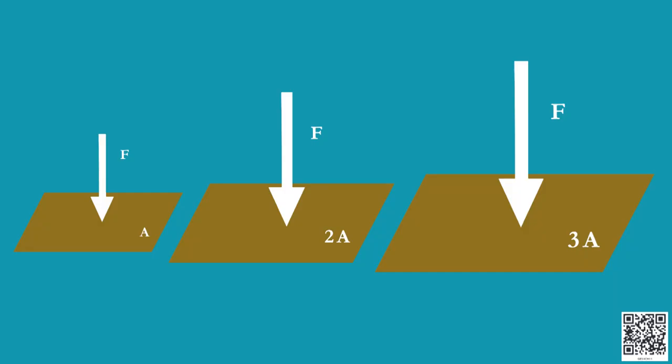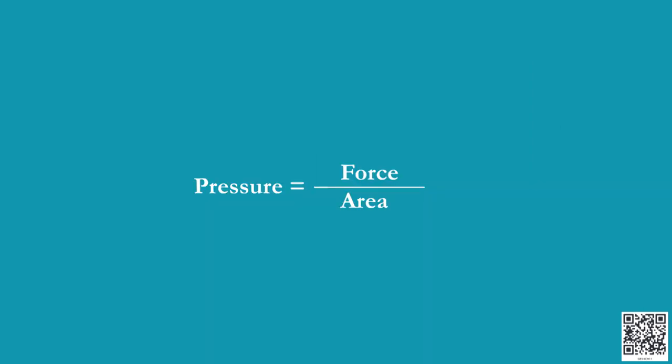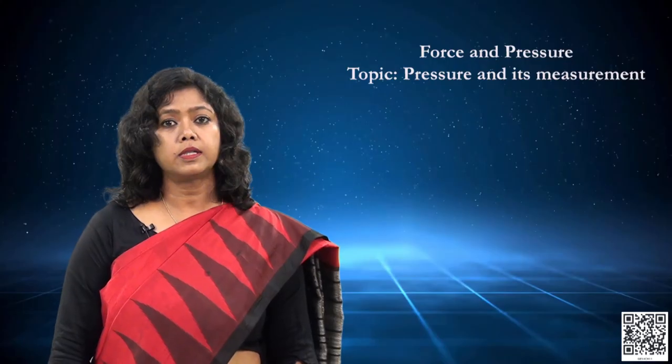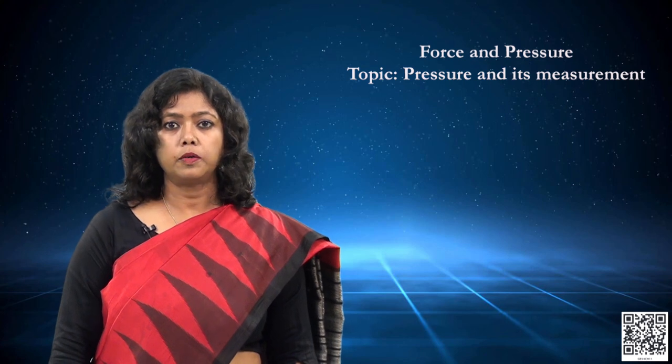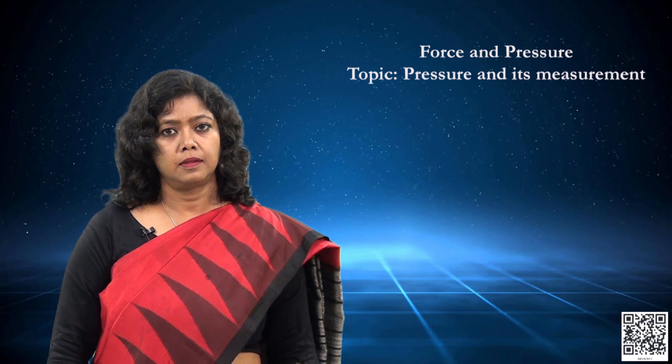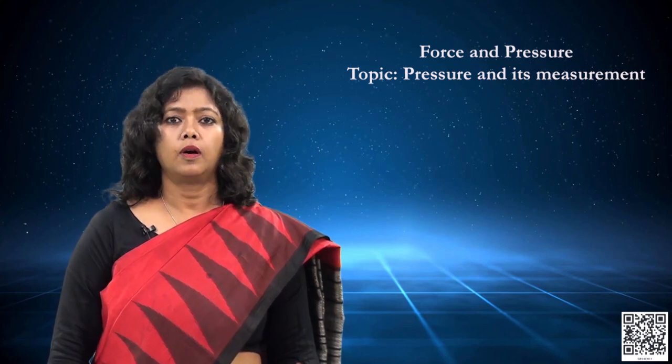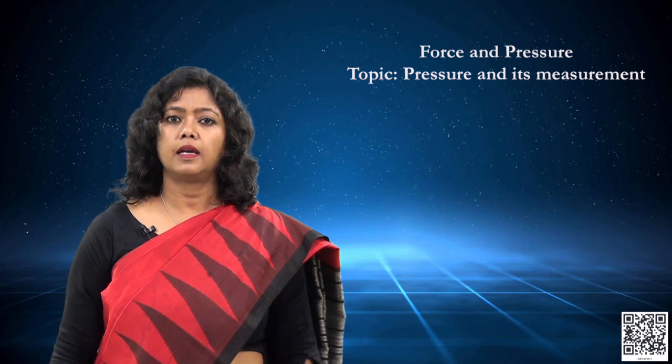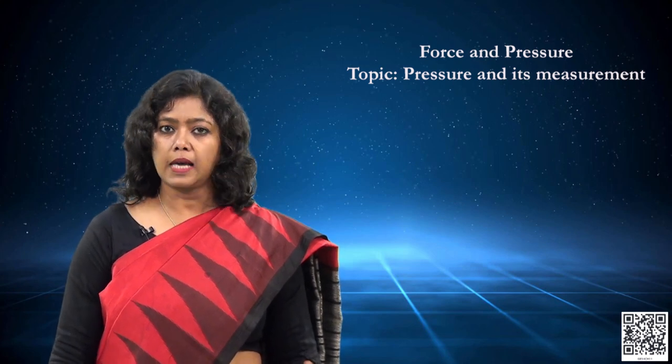Here, the pressure exerted is highest on the surface which has the lowest area, and the pressure is lowest on the surface which has the largest area, because pressure is given by force divided by area. Now, what conclusion can we draw about pressure? On what factors does it depend? Yes, pressure depends on the force applied and the area through which that force is acting.